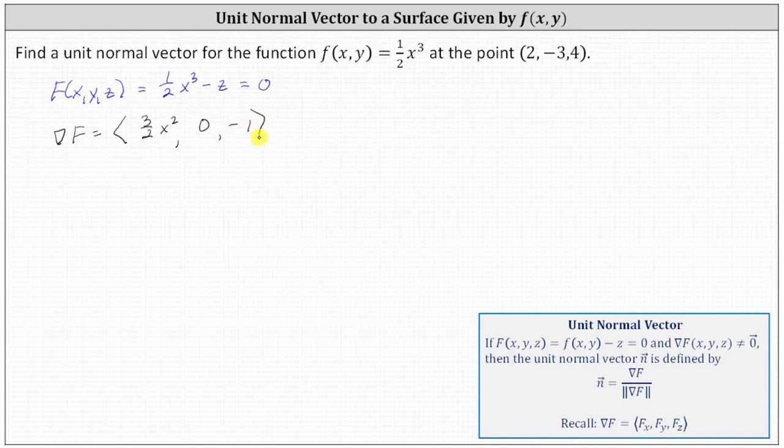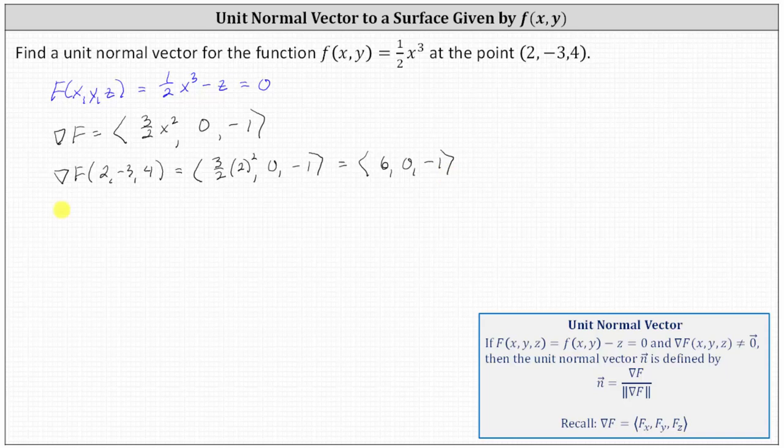And now we need to find the gradient vector at the point (2, -3, 4). The gradient of big F at the point (2, -3, 4) has an x component of 3/2 times the square of 2, a y component of 0, and a z component of negative 1. Simplifying 3/2 times 4 is 12/2 or 6. The x component is 6, the y component is 0, and the z component is negative 1.